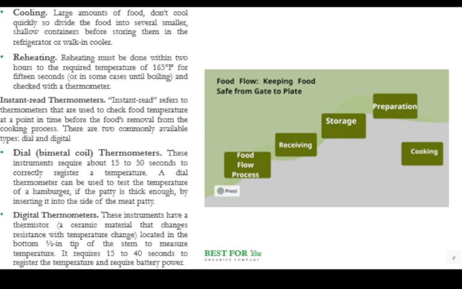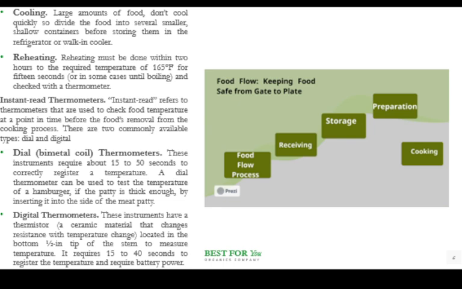Dial or bimetal coil thermometers require about 15 to 50 seconds to correctly register a temperature. Temperature is measured along the lower 2 to 2.5 inches of the stem, where the bimetal coil is located, so the thermometer must be inserted deeply into a food item to get an accurate reading. A dial thermometer can be used to test the temperature of a hamburger if the patty is thick enough, by inserting it into the side of the meat patty.